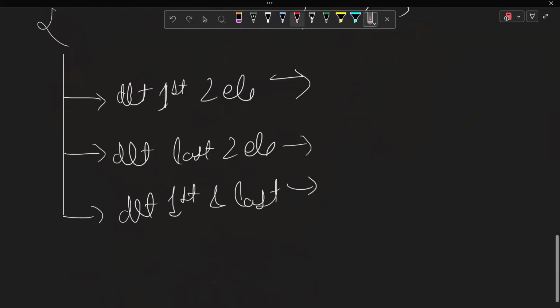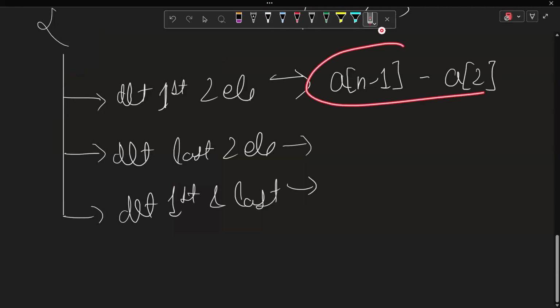Now, if you delete the first two elements, your final range is the last element, and with zero-based indexing my last element is a[n-1]. The first two elements are deleted, so the new minimum is the third element, which in zero-based indexing is a[2]. So this would be my range after deleting the first two elements: a[n-1] minus a[2].